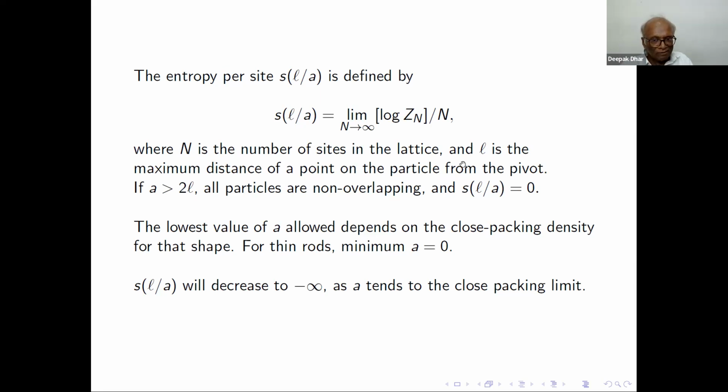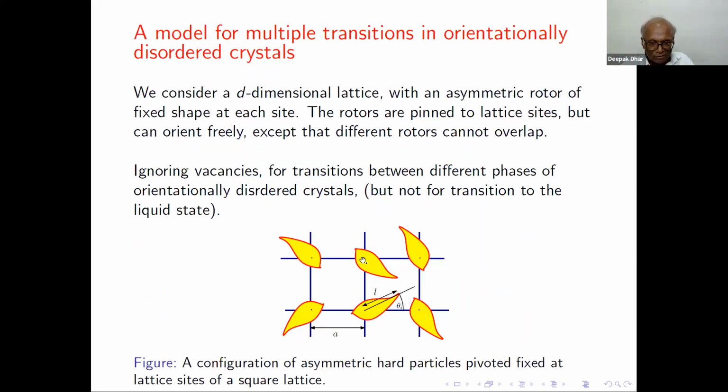Okay, so n is the number of lattice points, L is the maximum distance of a point of a particle from the pivot. It's an asymmetric particle. The farthest distance up to which the particle extends is called L. That's the definition. And so in this picture above, that will be the distance from here to this end. That will be L.